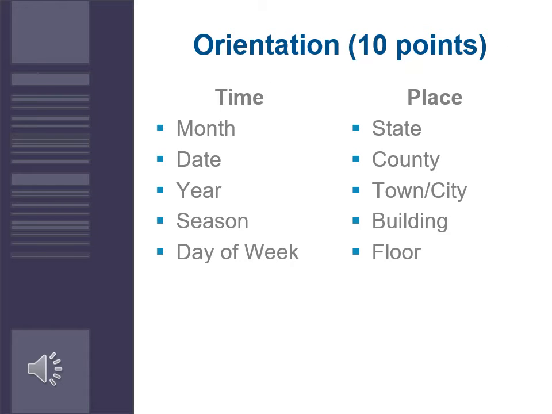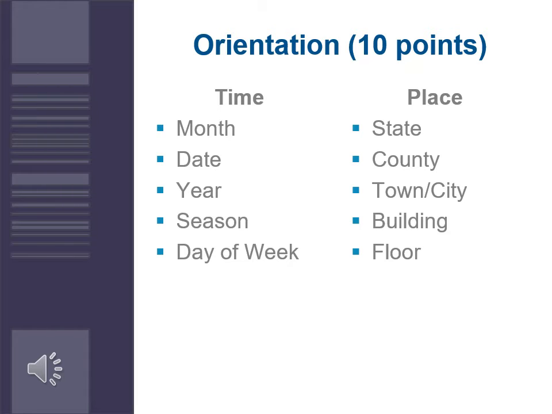Orientation gets a total of 10 points and has 2 components, time and place. Each component gets 5 points. Time is assessed by asking for the date. If any of the 5 items are omitted, you can ask for specifics. For example, can you also tell me what season it is? Some months can be 2 seasons. For example, March is either winter or spring, June is either spring or summer, September is either summer or fall, and December is either fall or winter. 1 point is awarded for each of those 5 elements.